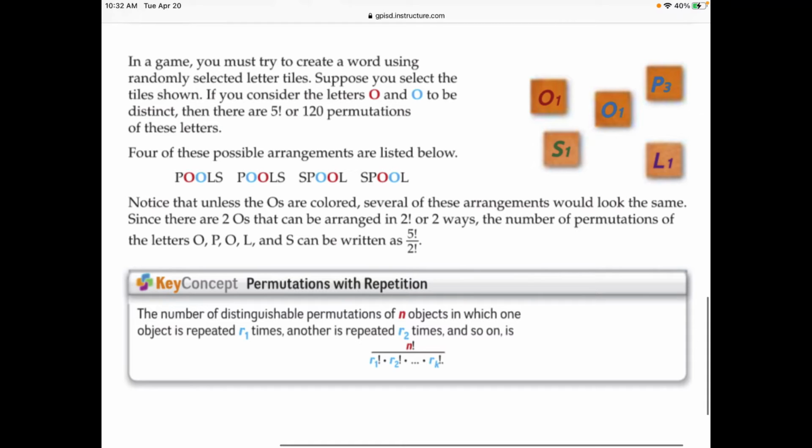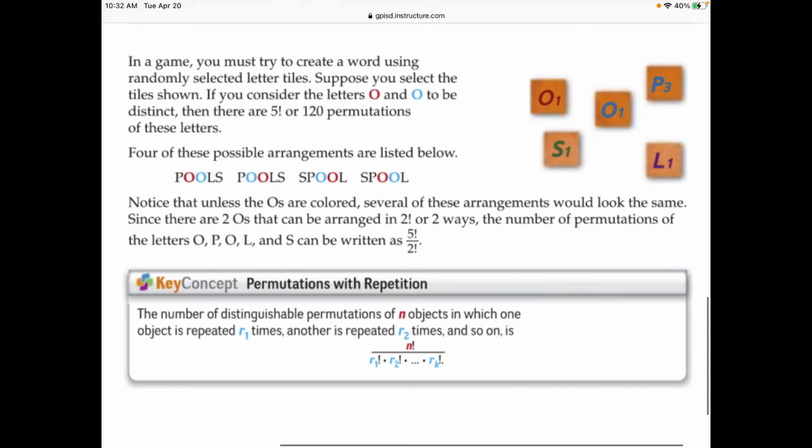So we could say pools, or pools where the first O is now the second O, or spool, exactly the same way where they switch the letters of the O's. Notice that unless the O's are colored, several of these arrangements would look the same. Since there are two O's that can be arranged in 2 factorial ways, the number of permutations of the letters O, P, O, L, and S can be written as 5 factorial over 2 factorial.